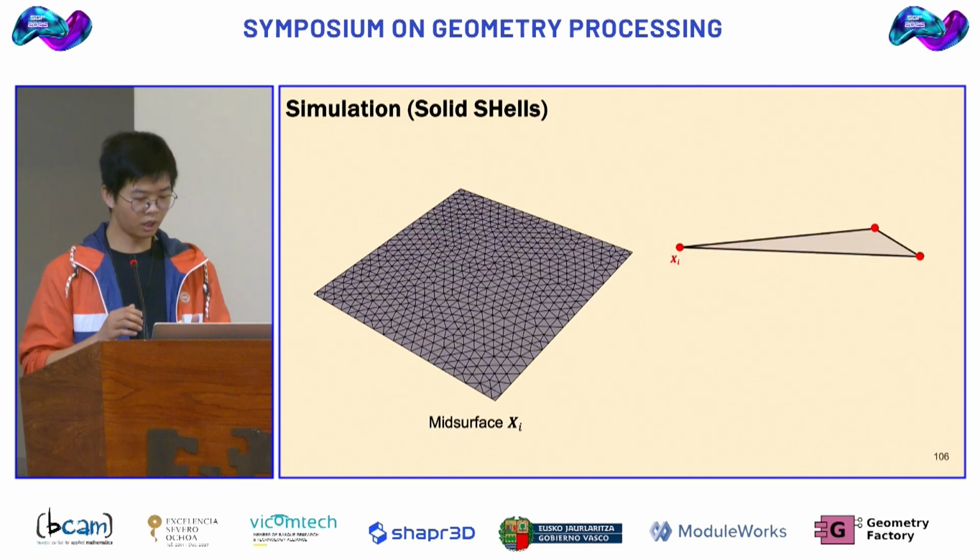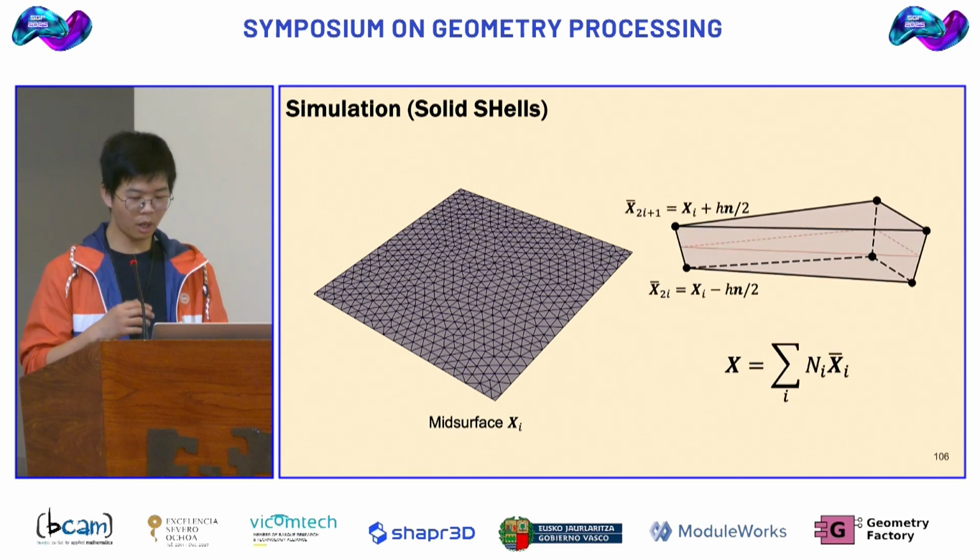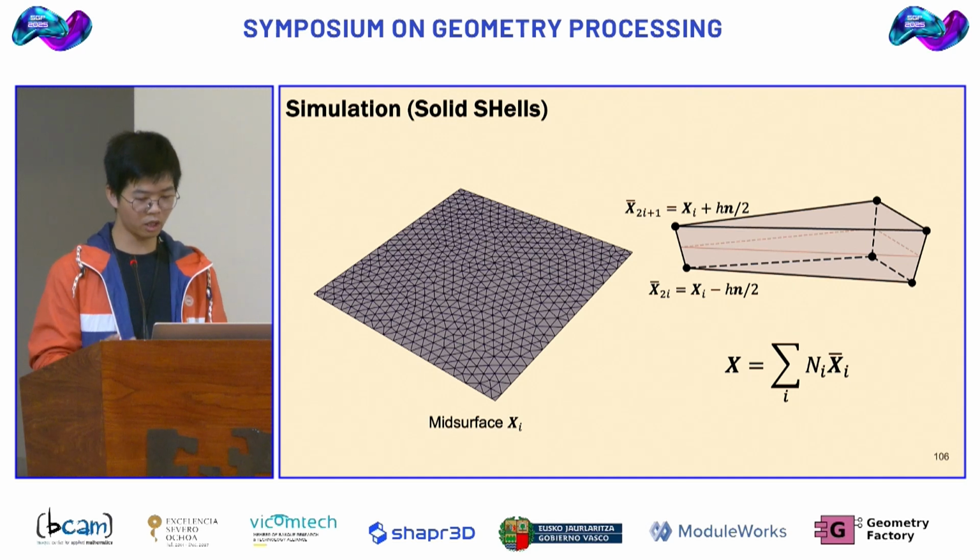To this end, we can discretize the structure using solid shells, which we obtain by extruding the mid-surface of the structure, given by a triangle mesh, along its normal, resulting in prismatic elements with six nodes and bilinear shape functions interpolating the space.